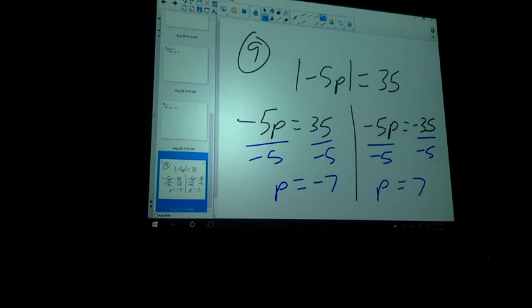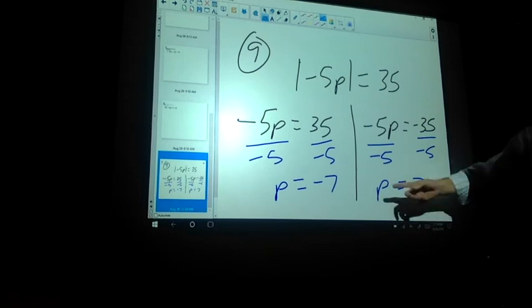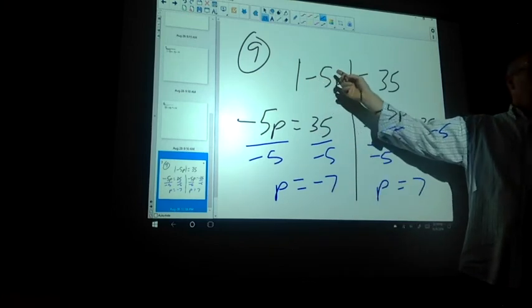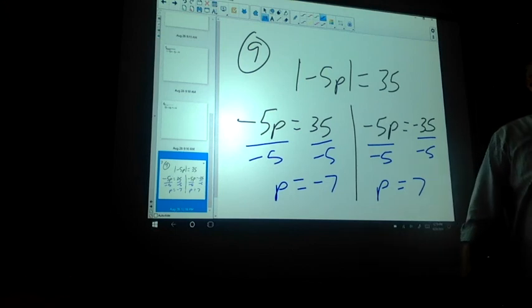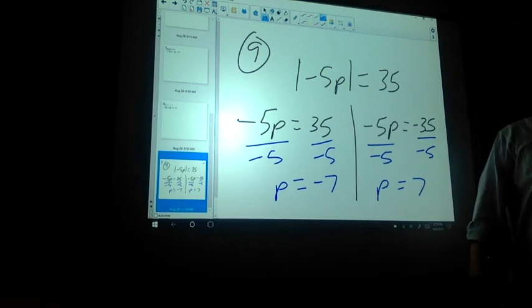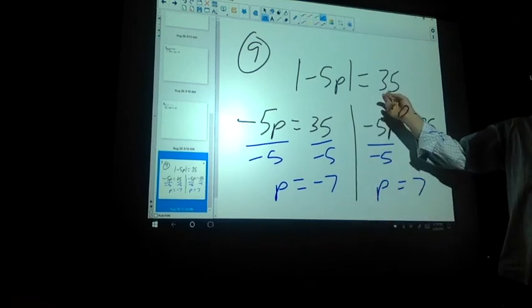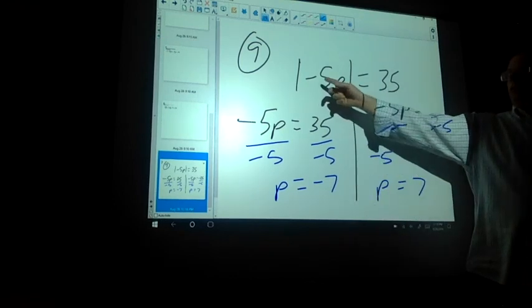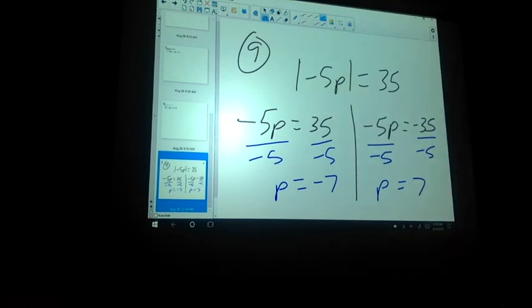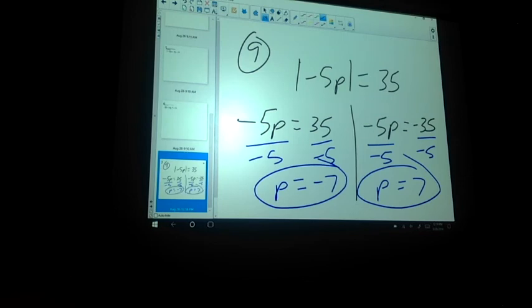Now let's see how this is going to work. Let's double check our answers. If I take -7 and plug it in, I get -5 times -7. What is -5 times -7? Positive 35. What's the absolute value of positive 35? 35. That works. Take 7, plug it in. What's -5 times 7? Negative 35. What is the absolute value of -35? Also 35. There we go. Those are my 2 answers.